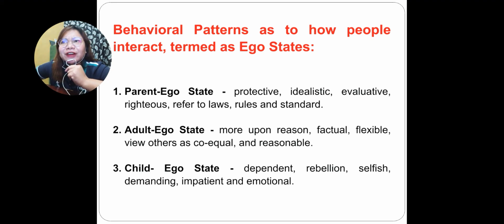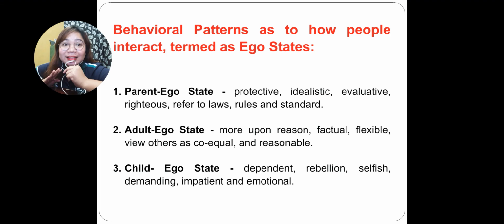And you also have friends who are childlike, very dependent, who can't even cross the street, okay? Or you need to do things for them because they don't know how. Rebellious, okay? If they don't get what they want, even a little, they get angry right away. Okay, selfish, self-centered. Whatever they want is what must be done. Okay? Demanding, impatient, emotional. Those kinds of people have a child ego state.